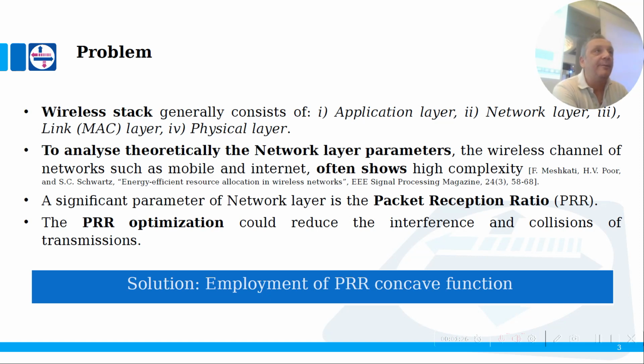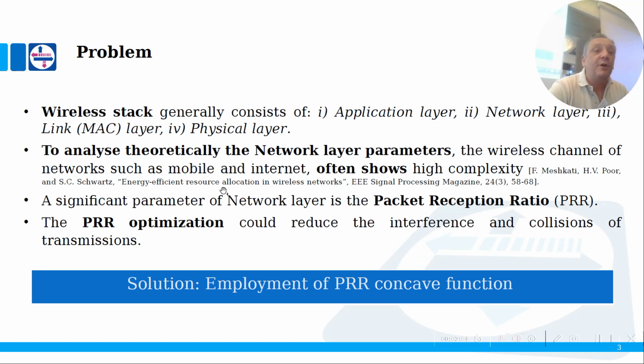One of the significant parameters that exist in the network layer is the packet reception ratio. Note that the packet reception ratio can be counted as the packets that have been received divided by the packets that have been sent. So you can see a paradox here: a very simple way of actually calculating the packet reception ratio, and a very complex theoretical work that exists in its calculation, as we will see later on.